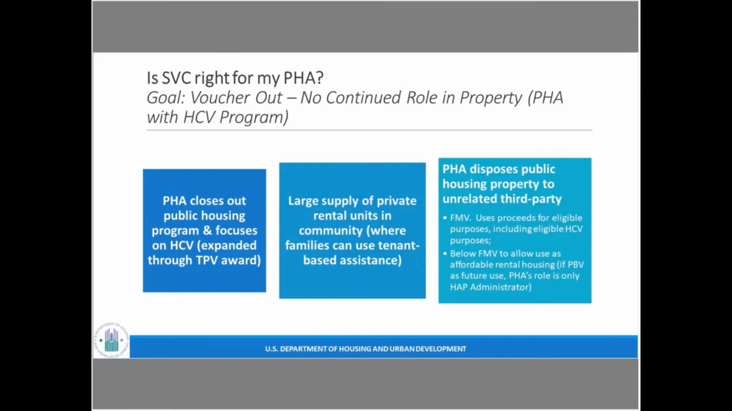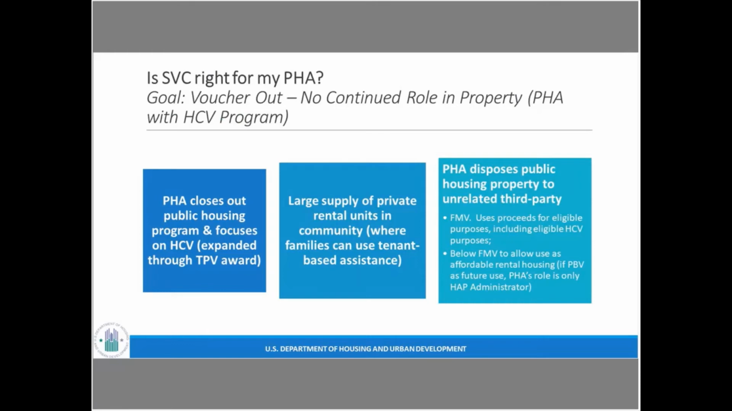Great, thanks, Dan. Okay, the next slide. So we talked about a lot here, and the next couple slides are just a few big picture slides about the different ways a streamlined voluntary conversion could play out with your housing authority. The first one, this slide, is if your goal is to truly voucher out, that you don't really want to preserve the property as affordable rental housing. You really just want to let the families take their tenant-based vouchers and find housing in the private market.